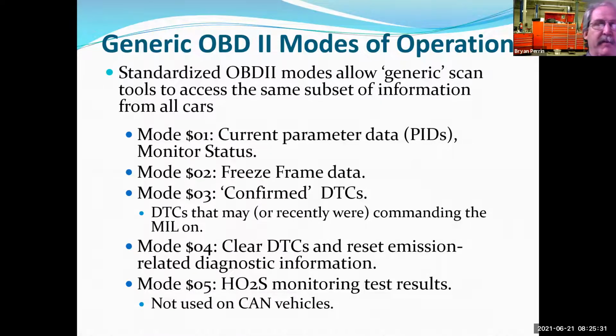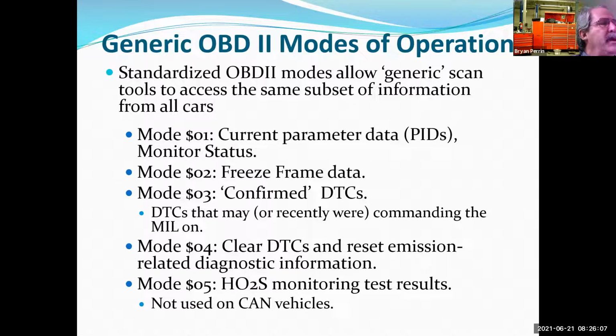And what I mean by same information is the same type of information, not necessarily the same specific information, because one manufacturer may support a test or a sensor that another one doesn't. For example, not every car has air injection, or not every car has an EGR valve, and so on. So mode 1 is my current parameter data, or PID. Parameter identification data is what PID stands for. And your scan tool is basically an address book.